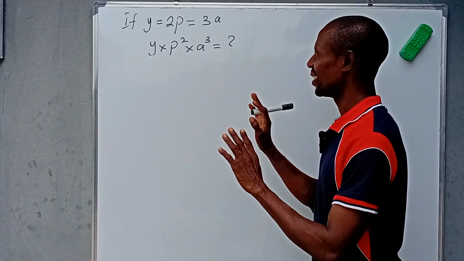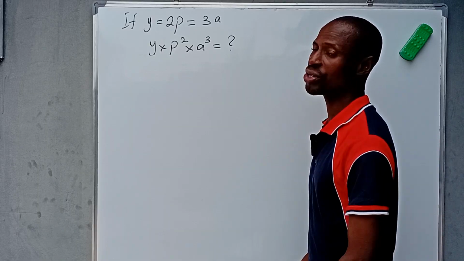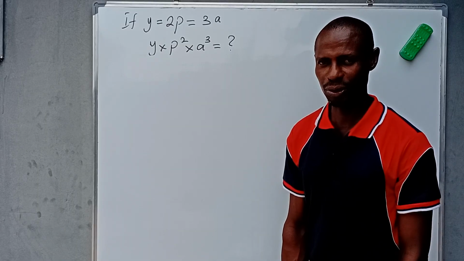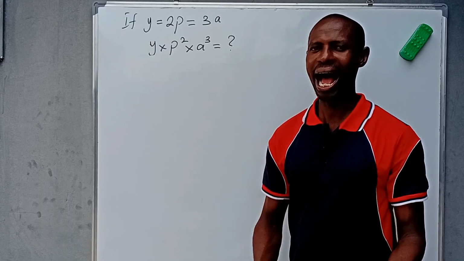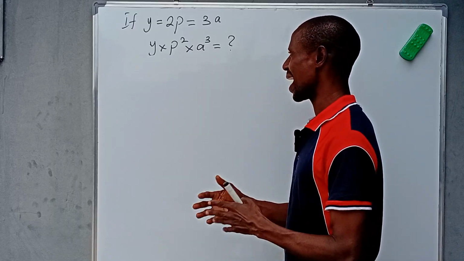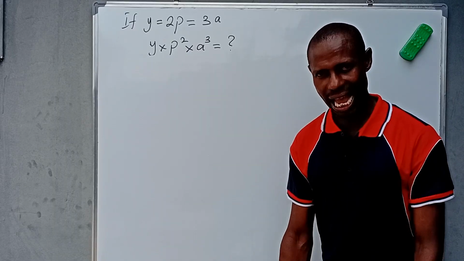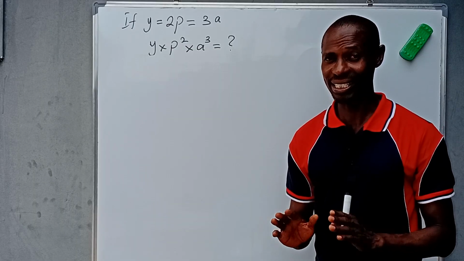We have this nice math problem before us. The question is, if y equals 2p, which is also equal to 3a, we are now asked to evaluate, or what is the value of y times p to the power of 2 times a to the power of 3. So in solving this challenge, it's a very interesting one.